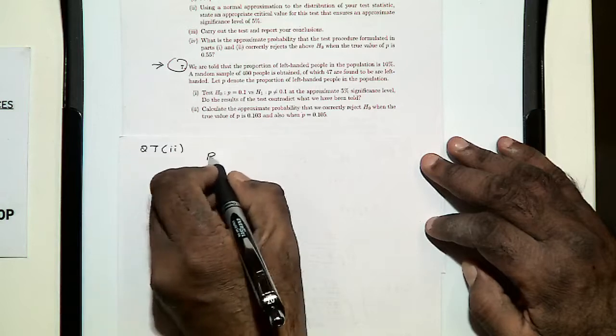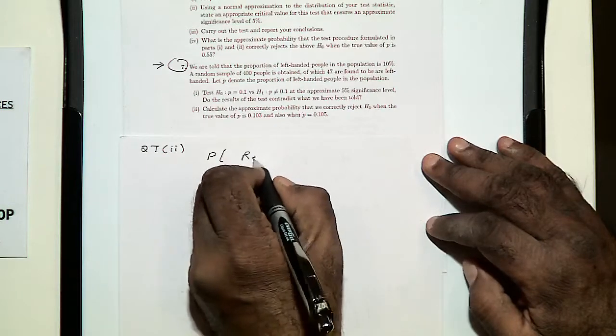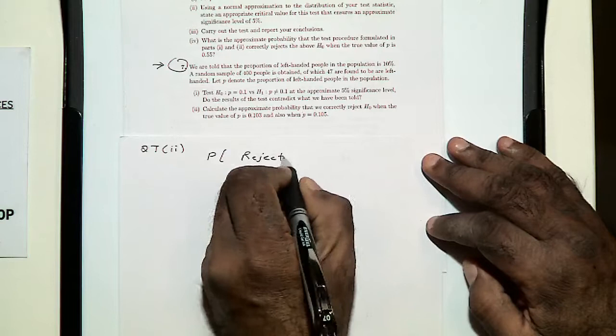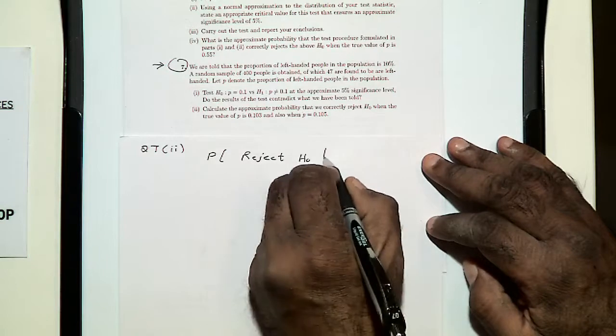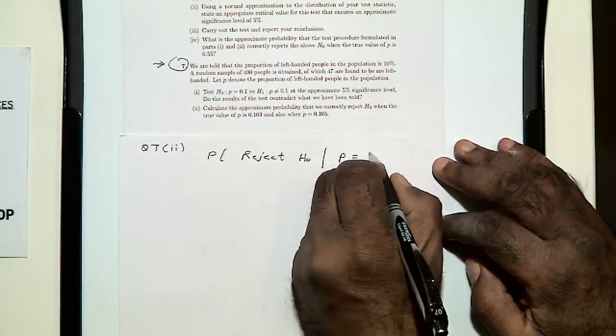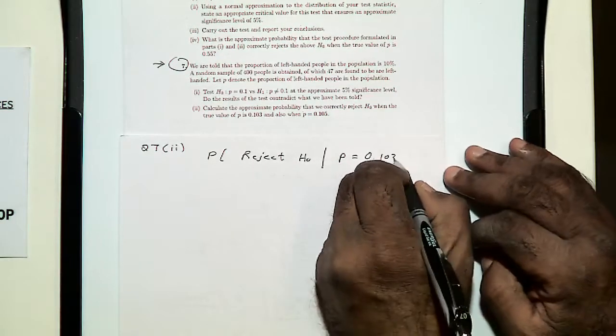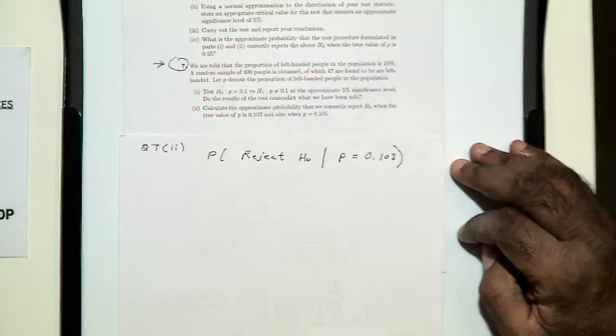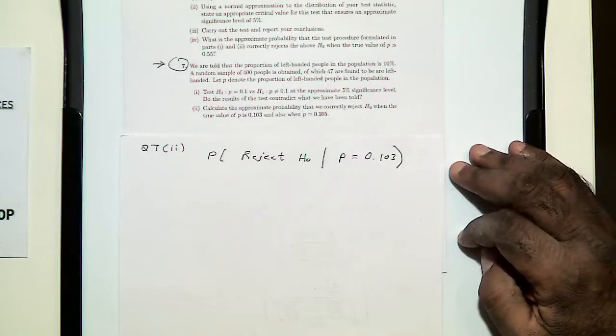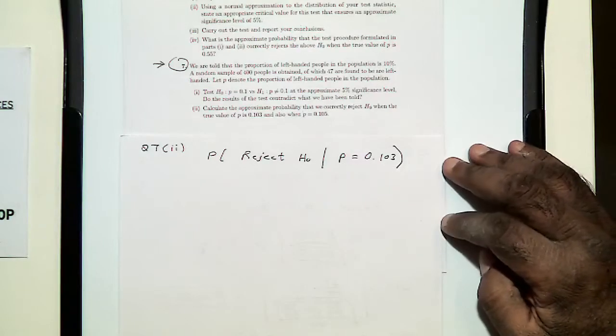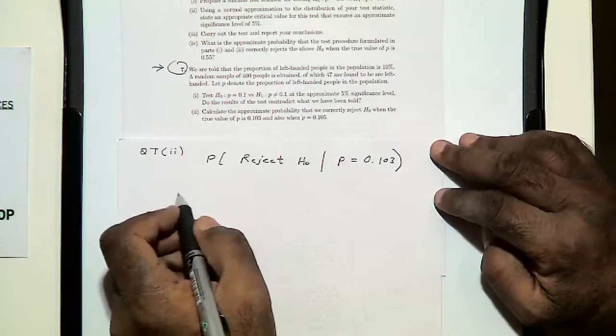So we want to find the probability of rejecting H0 when, say, P equals to, okay, yeah, right. Now we know the rule for rejecting.